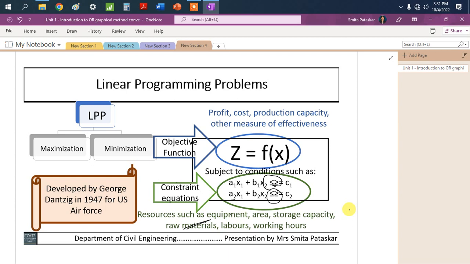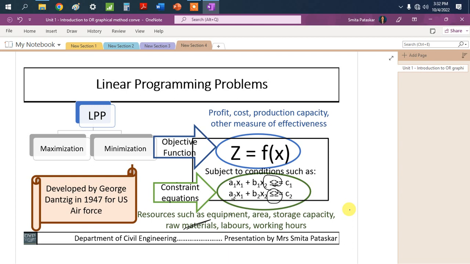So the linear programming problem is divided into two parts. One is the objective function and another part is the constraint equations. The objective function is represented as z equal to a function of x, that is a variable, and the constraint equations can be 1, 2 or many. On the left hand side of these constraint equations, it is given as a1x1 plus b1x2 plus and so on. It can go up to bn xn also, depending upon the number of constraints.